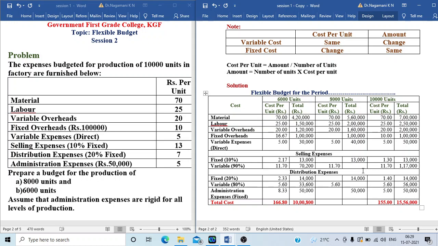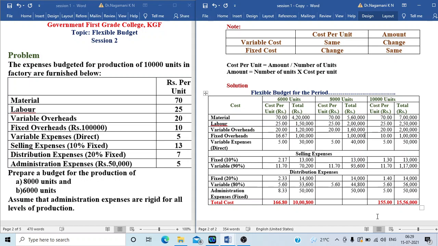Next, selling expenses, under that variable 90% is there, 11.70 into 8,000, 93,600. Next, distribution expenses, variable 80%, cost per unit is 5.60 into 8,000 units, 44,800.